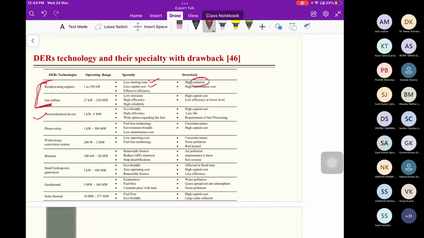And the electrochemical devices, that means the fuel cell. The operating range of the fuel cell is 1 kilowatt to 5 megawatts. It is eco-friendly and has high efficiency, but the problem is the high capital cost. So we can't use this technology separately. It can be used with other green technologies, such as photovoltaic and wind turbines.